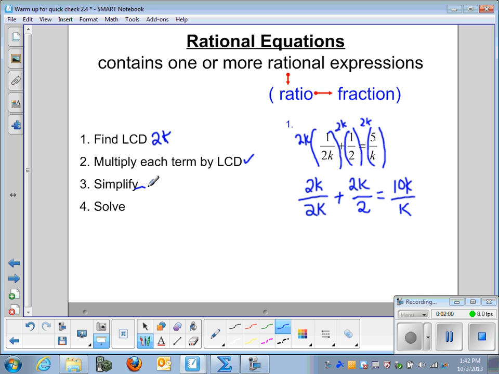Now I'm going to simplify. 2k divided by 2k is 1. 2k divided by 2 is k. 10k divided by k is 10. Now I can solve, and k equals 9.